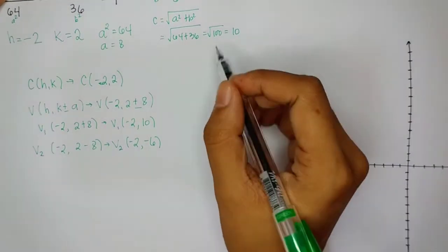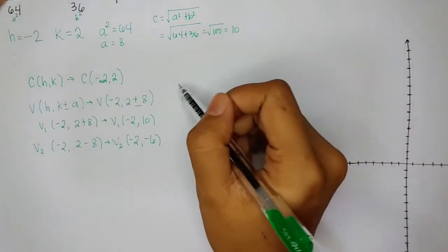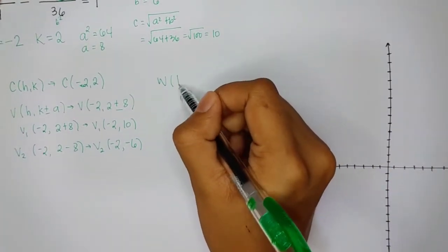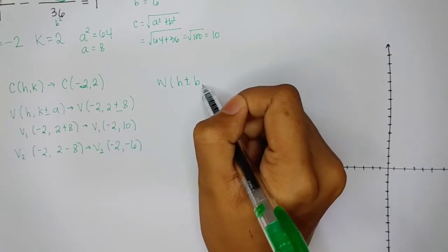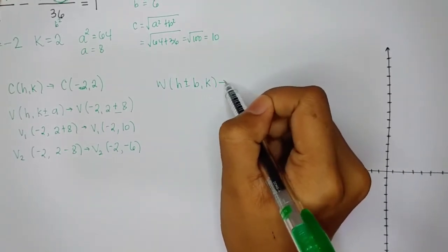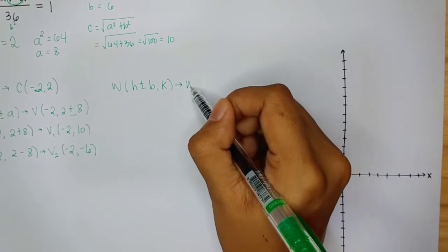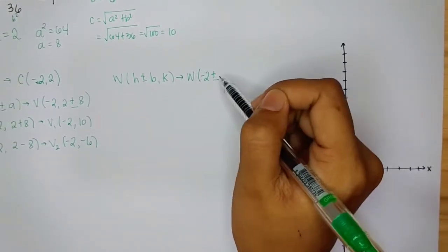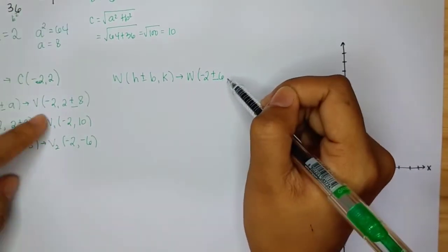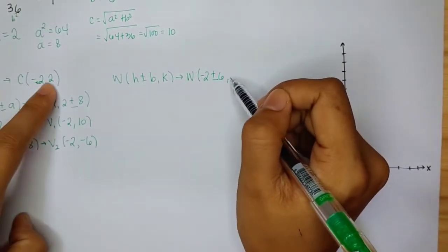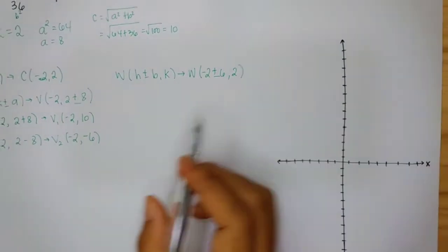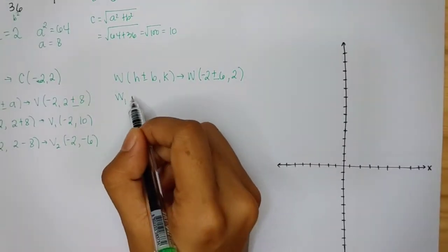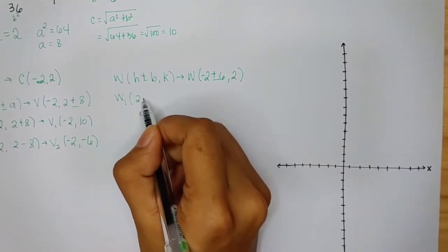Let's go to our co-vertices. We have W, that is (h plus minus b, k). What are our values? Our h is negative 2, plus minus our b, which is 6, and our k is 2. So our co-vertex W1 is negative 2 plus 6.